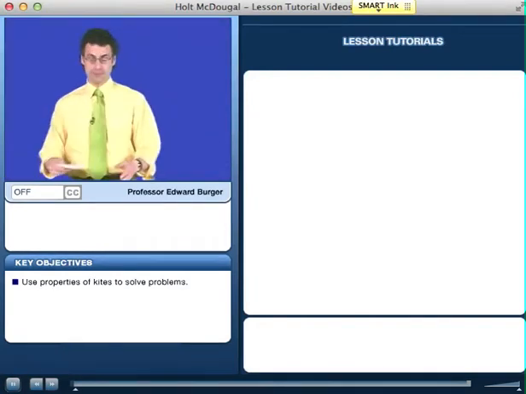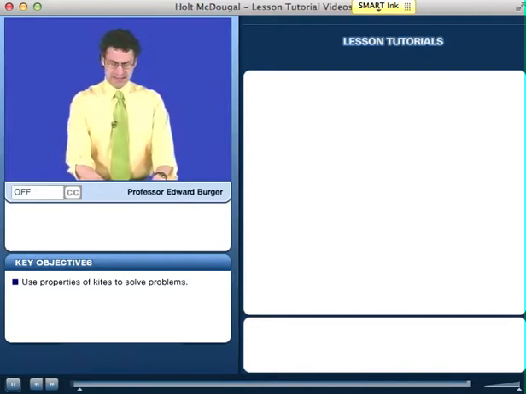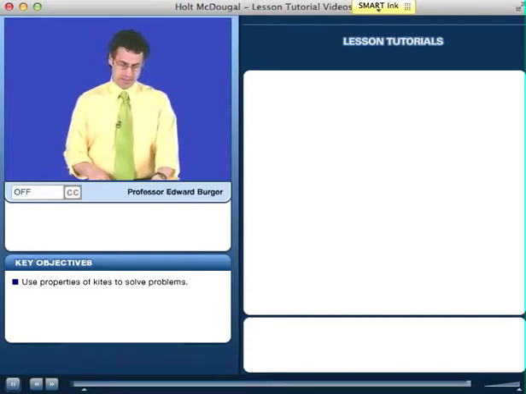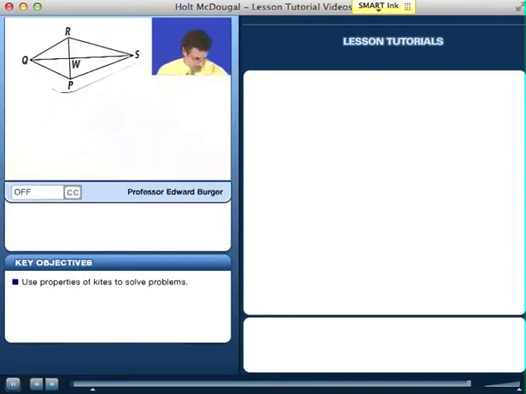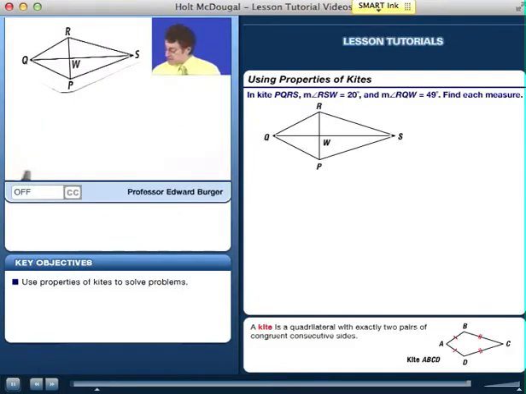Let's take a look at another kite, and now sort of focus on the mathematics of the kite. So here we're given a kite, PQRS, and I'll tell you a couple of things about the kite. So here's what I'll tell you. So this is just facts that are given to us.